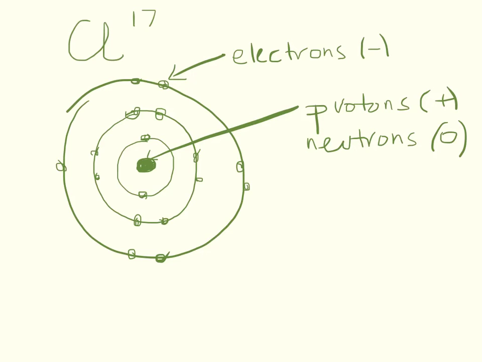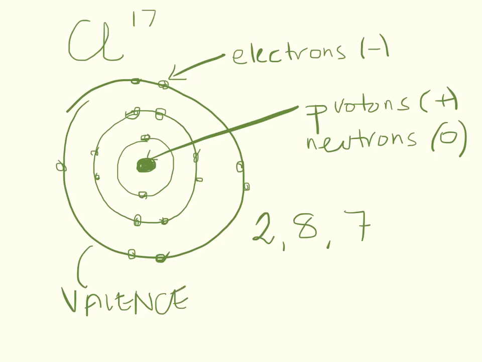So what is my electron configuration for this shell? Well, I start with my inner shell and I move out. My inner shell has 2 electrons, my middle shell has 8 electrons, and my last shell has 7. This is the valence electron shell. Valence is just the outer shell and the outer shell electrons. So 2, 8, 7 is my electron configuration. You'll also notice that chlorine is group 7, 7 electrons in the outer shell, and it is period 3.